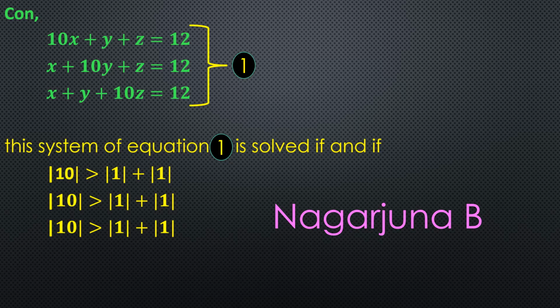So the given system of equations can now be solved by using the Gauss-Seidel method, because it satisfies the condition that the sum of the coefficients of the non-diagonal elements is less than the coefficient of the diagonal element. The coefficient of the diagonal element is greater than the coefficients of the non-diagonal elements, considering the modulus of those coefficients.